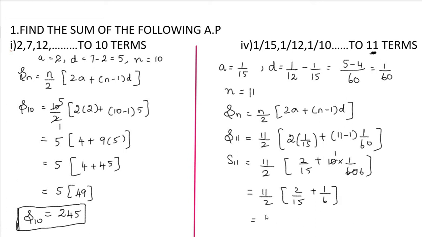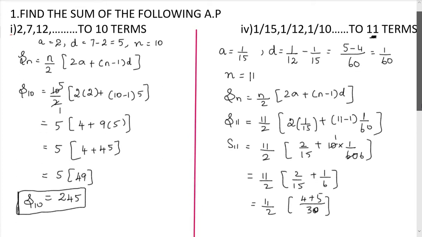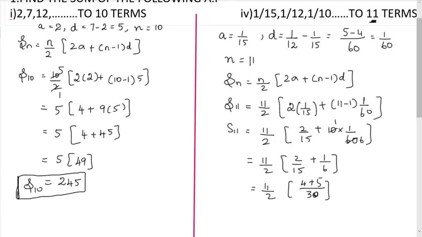Okay, when you take the LCM for 15 and 6, what will I get? I'll get 30. Okay, so we know that 15 2s are 30. So 2 into 2, 4 plus, okay, 6 5s are 30, 5 1s are 5. So 5. Okay, so now what is the next step? Let us add 4 and 5.